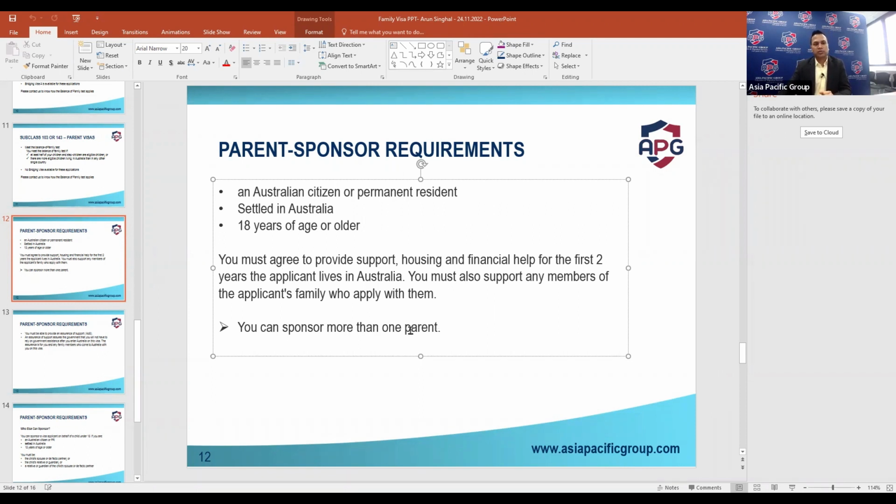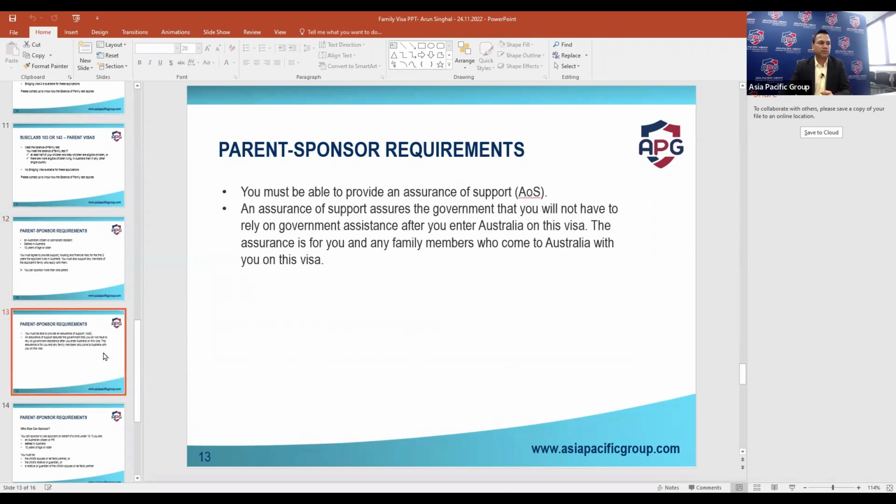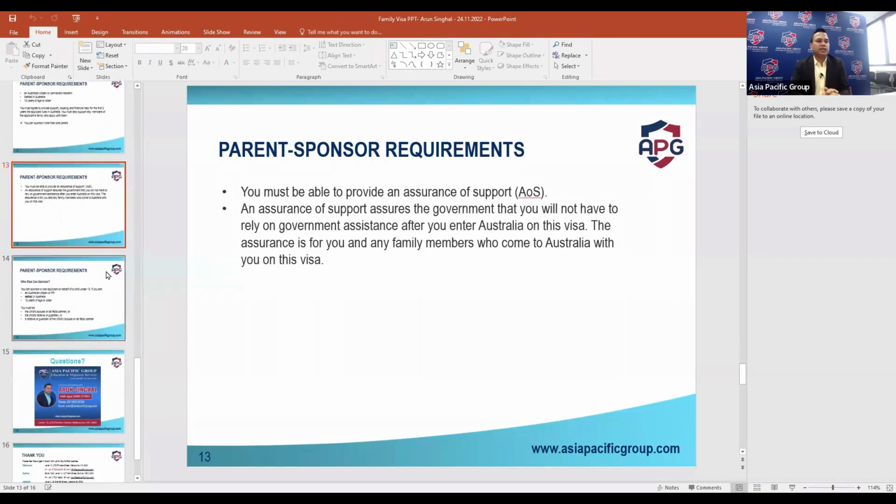The sponsor can also sponsor more than one parent, meaning he can sponsor both of their parents. The next requirement is that the sponsor has to provide an assurance of support. It's a bond. Currently it's about $10,000, which is paid to Centrelink and is refundable after 10 years. The bond is payable at the time of visa grant. We don't need to pay it at the time of lodgement.